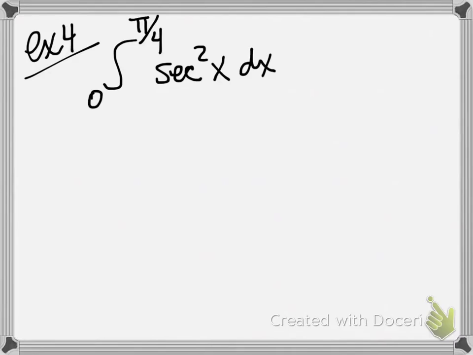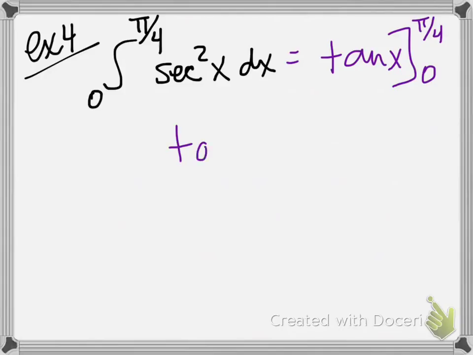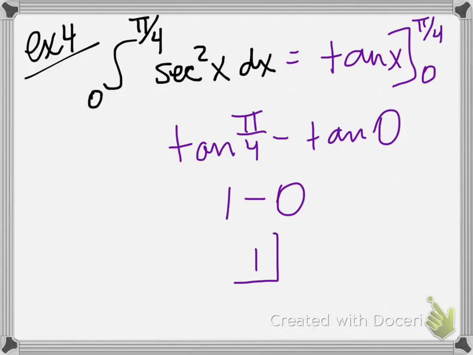Okay, let's look at some trigonometry. If I have secant squared, it integrates to become tangent. We're going to integrate this from 0 to pi over 4. So we're going to plug in pi over 4. So tangent pi over 4 minus tangent of 0. Tangent pi over 4 is 1. Tangent of 0 is 0. So that area right there is just 1.